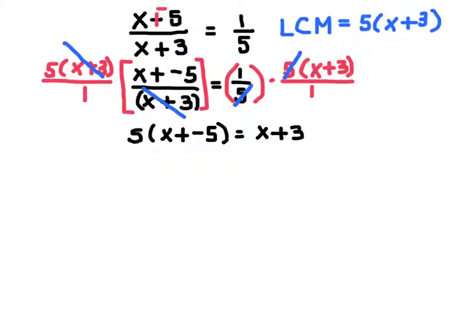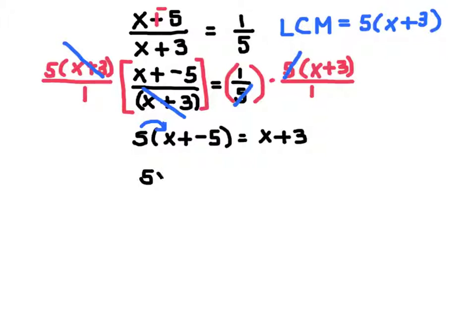So now we want to distribute the 5 to the x, and that gives us a 5x, plus we're going to distribute the 5 to the negative 5, and 5 times negative 5 is a negative 25. And then of course on the right we have x plus 3.